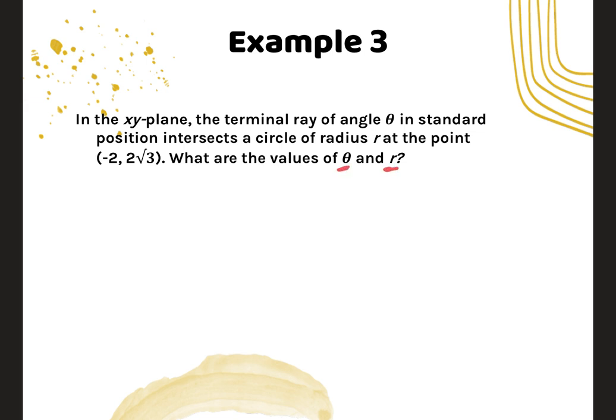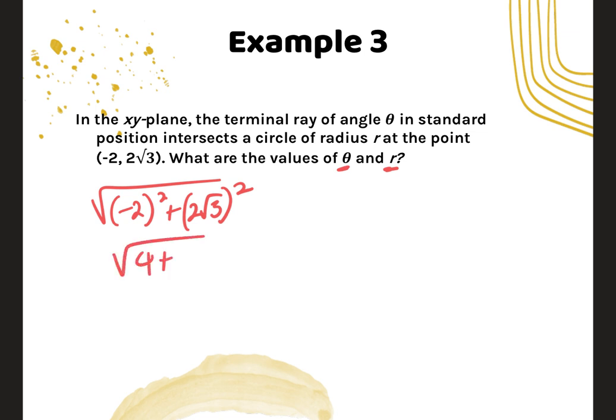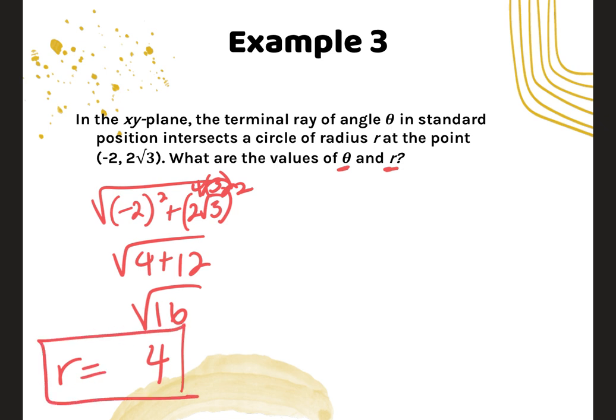My opinion is r is easier if you want to go there first. Do the square root of negative 2 squared plus 2 root 3 squared. All right, so this is the square root of 4 plus 2 squared times the square root of 3 squared, which would be 4 times 3, so plus 12, square root of 16, which is 4. So that's my radius.